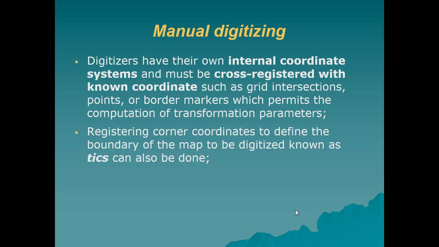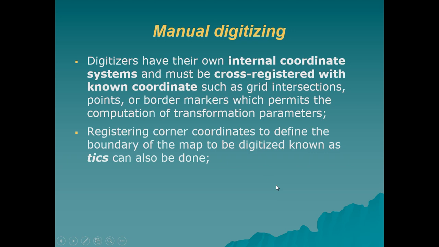So let's look a bit more at the process of manual digitizing. Now remember, we have the electronic table that will be connected to a computer. The electronic table and the computer will have an internal coordinate system. Normally what we would be required to do is cross-register that internal coordinate system with known coordinates. So we have to match the coordinates.